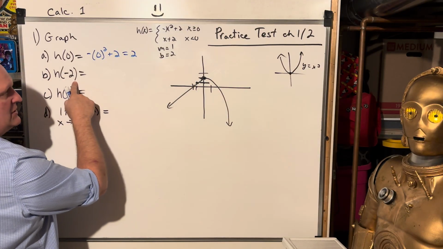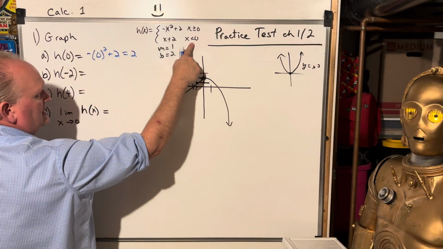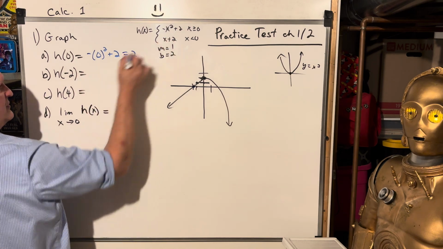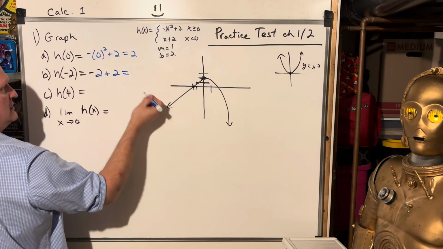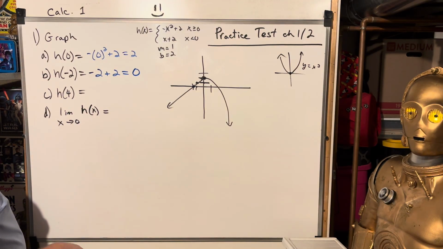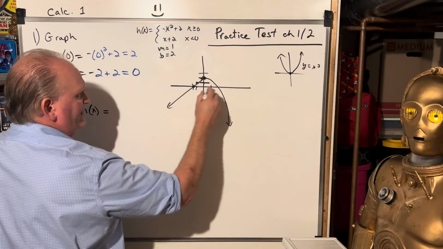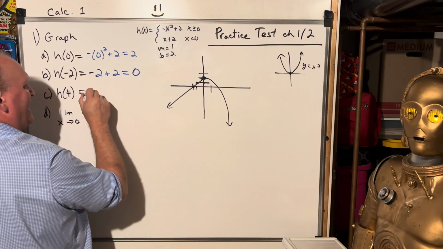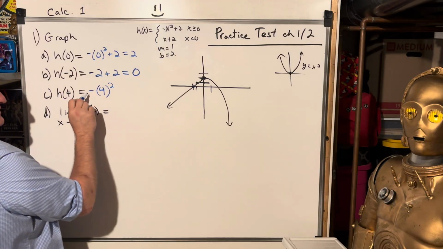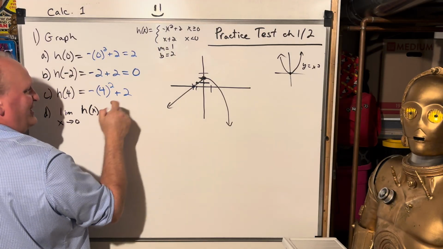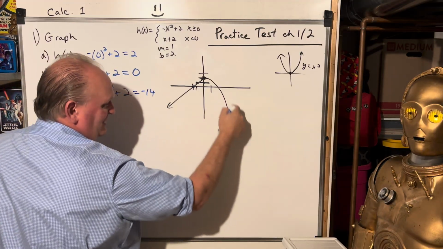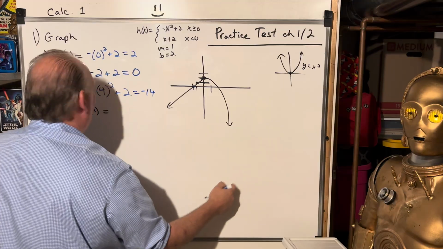h of negative 2. When it's negative 2, we would use this. And again, we could look off of our graph. That's going to be 0, but we could also put it in there and do it algebraically. Either way, we got the graph right there. h of 4, I didn't really graph it, so I'd use that. 4 squared, so the opposite of 4 squared plus 2, that is negative 16 plus 2, that is negative 14. So that's going to be way down here if you go out to 4.